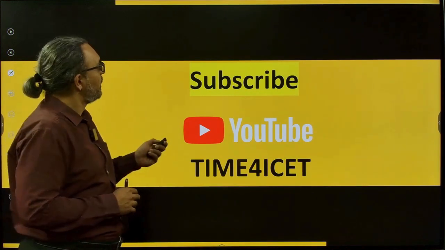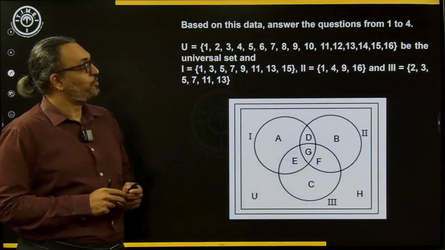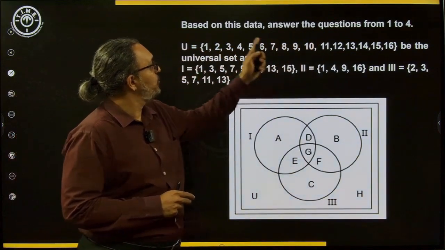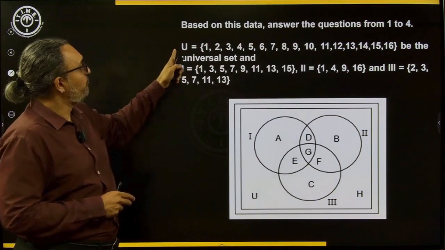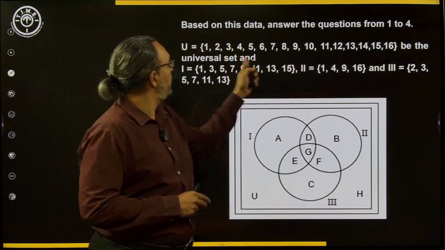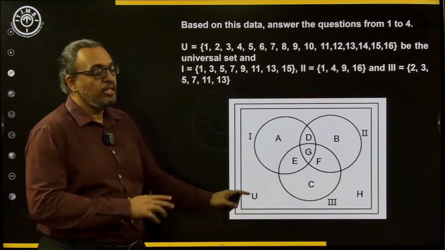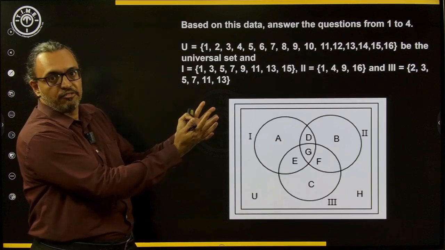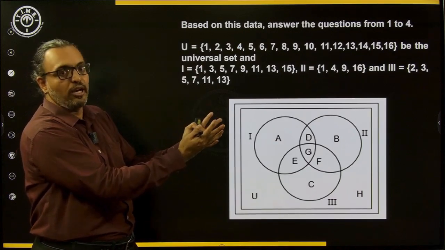So now we have this question. Based on this data, answer the questions from 1 to 4. U is 1, 2, 3, 4, 5, 6, 7, 8 up to 16, the universal set. So total 16 numbers are available as the universal set.